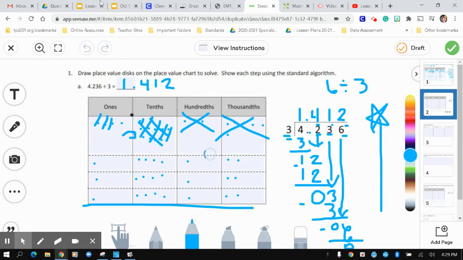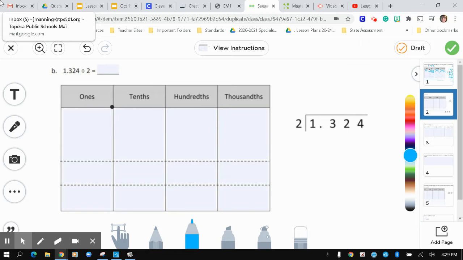So let's go on to number 2. We're going to do the same thing. So we need 1 disc in the ones place, 3 discs in the tenths, 2 discs in the hundredths, and 4 in the thousandths. Now this whole time we're dividing by 2.